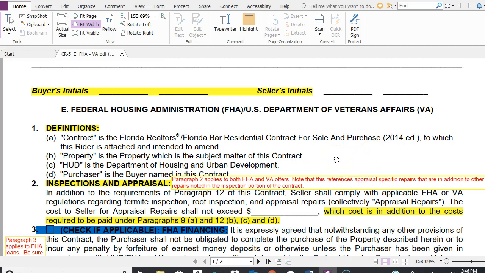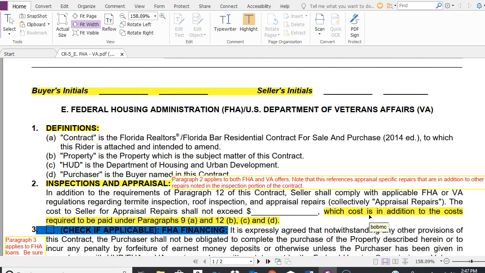Meaning FHA and VA, they have some different appraisal guidelines, and when the appraisal comes in, you're going to look at that, and in addition to having a value, there may be some issues that are required, that the appraiser is requiring to be addressed prior to closing in order for FHA or VA to lend money. I'll give you some examples. Scraped peeling paint is a big one for FHA and VA. Also wood rot, they may note some, even though it may be on a wood destroying organism report later on or at the same time as well.